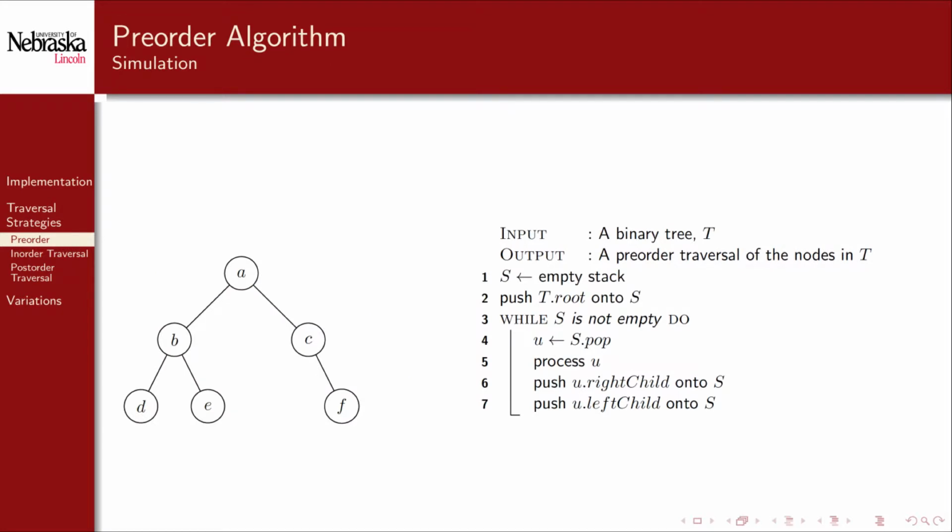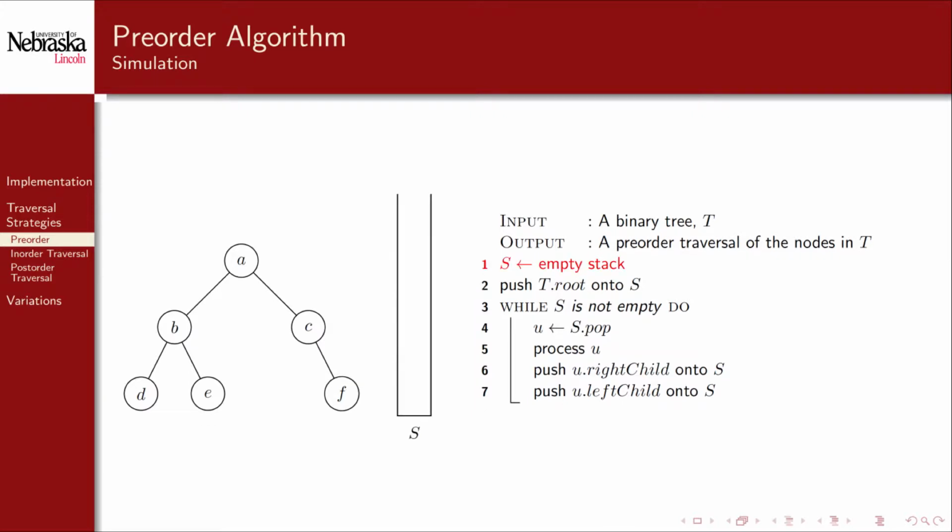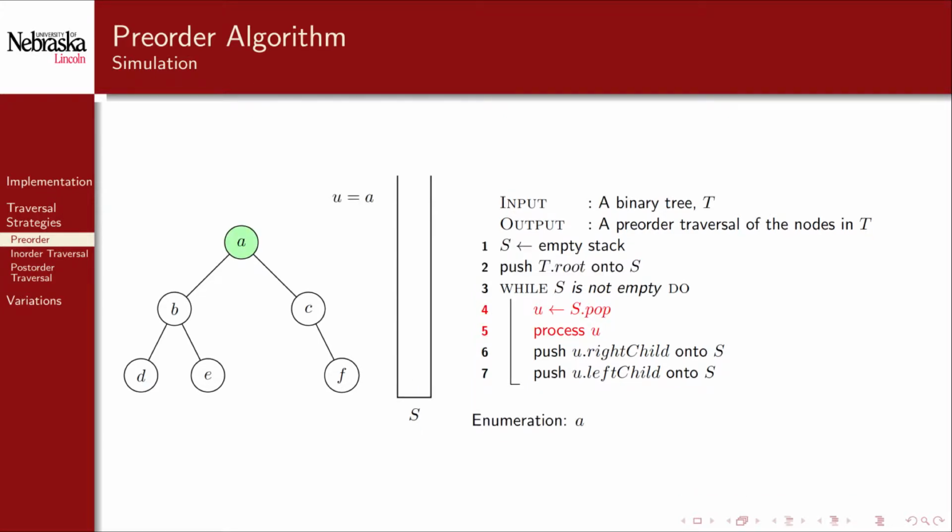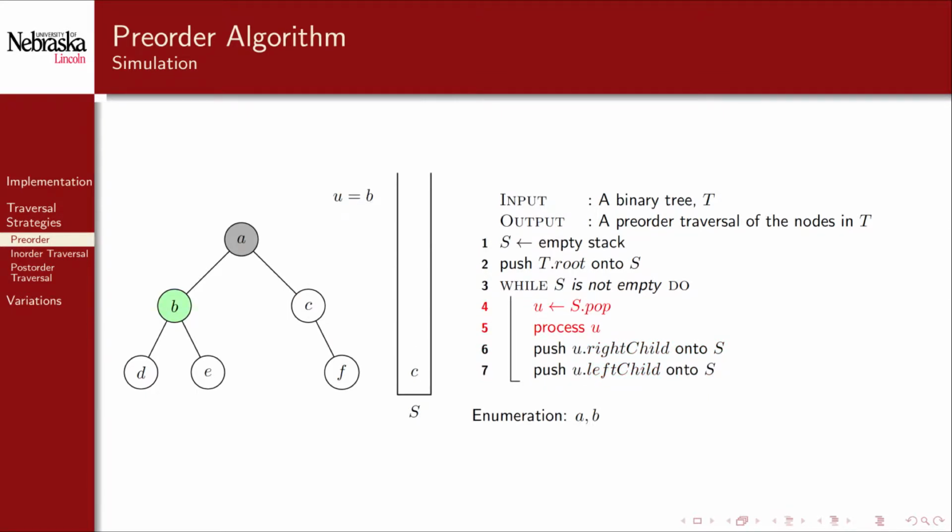To understand this algorithm better, let's step through it line by line with our example. First, we initialize the stack. Then we push the root. On the first iteration, we pop A and process it. We then push its right and left child. On the second iteration, B is popped off the top of the stack and processed. And then we push its children.